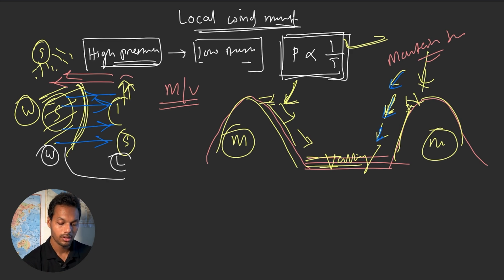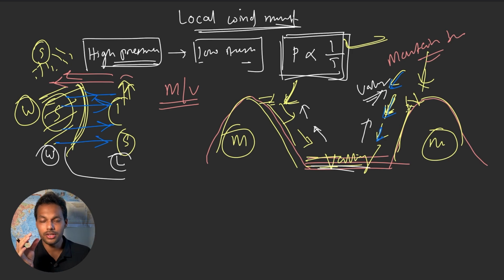Then what will happen during noon time or afternoon? The valley is now warmed up faster. Now the valley is warmer than the mountain, so the movement will be opposite. As it is moving from the valley, that is called valley breeze. So this is based on the time period.